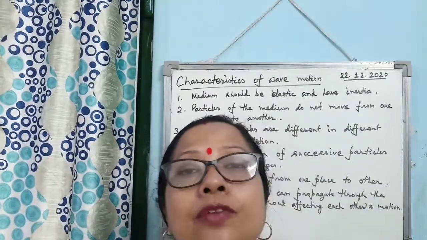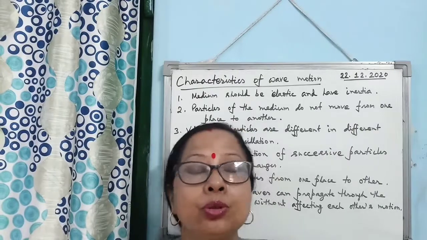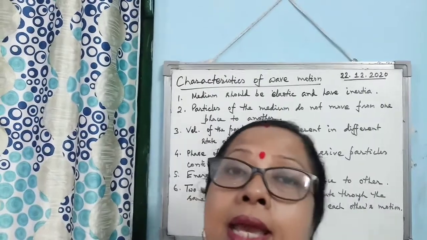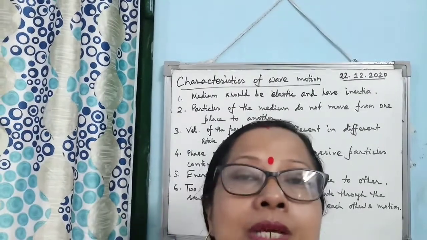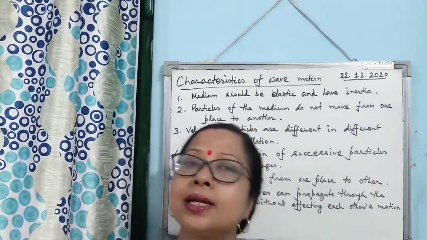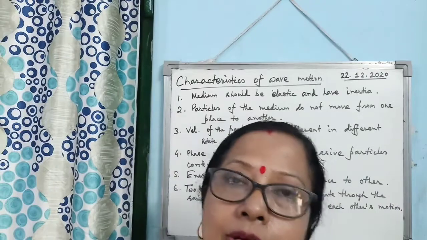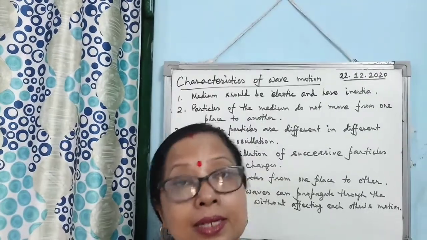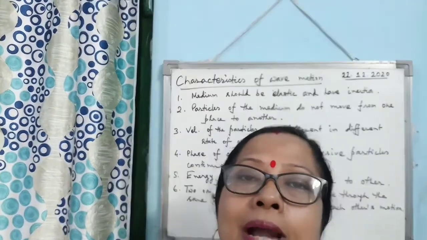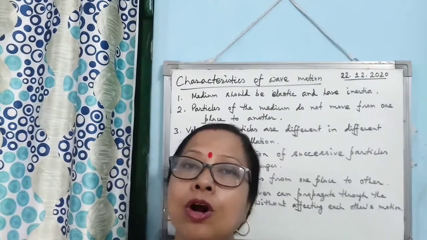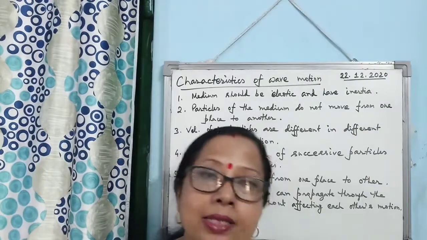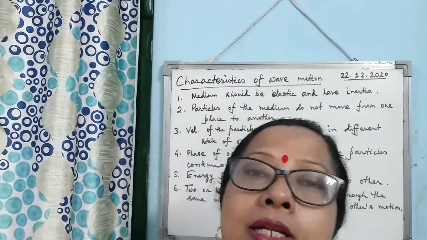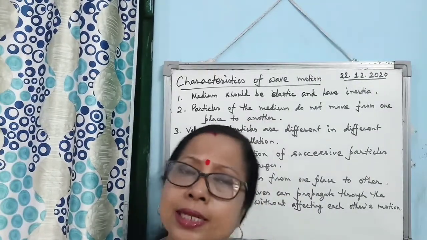Alright, now phase of the particle of the medium through which the wave is propagating continuously changes. And at a distance equal to wavelength, both the particles come into the same phase. Or when the distance between the two particles is a multiple of the wavelength, then the particles will have the same phase. Otherwise, the phase of the particles of the medium continuously changes.